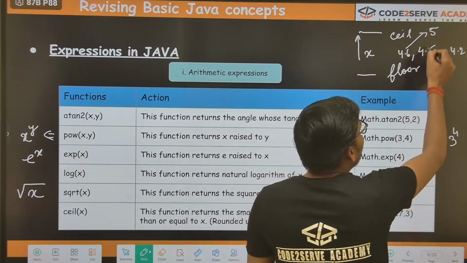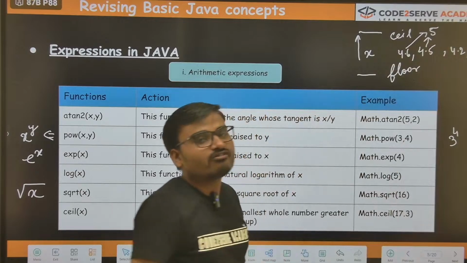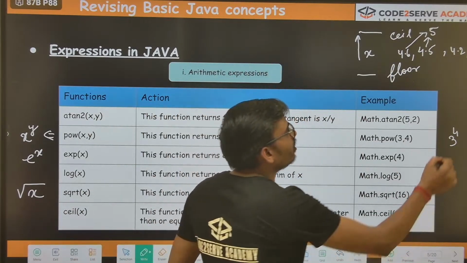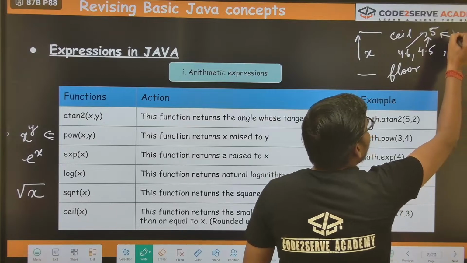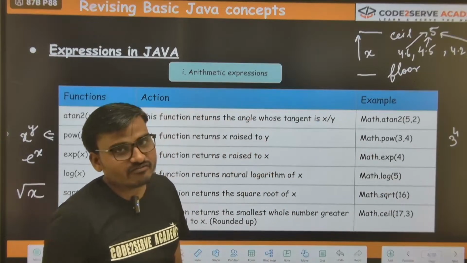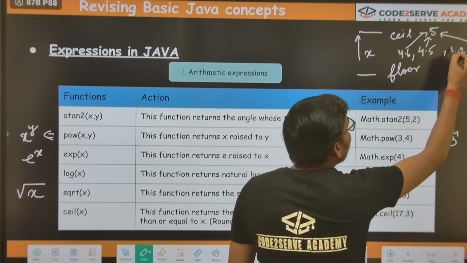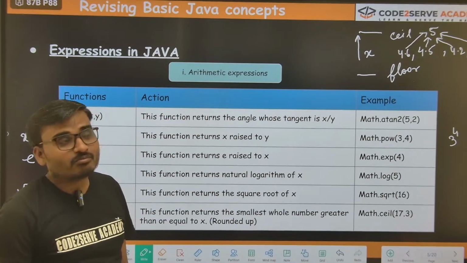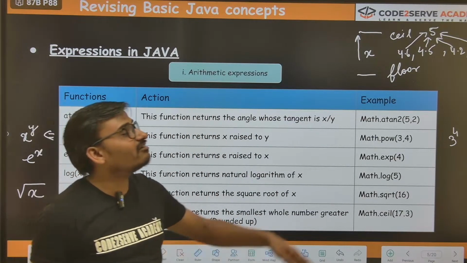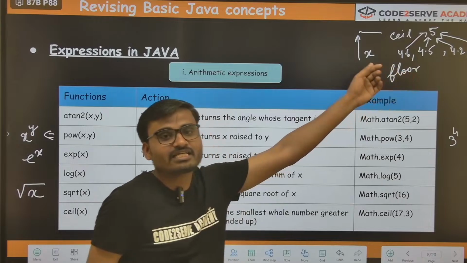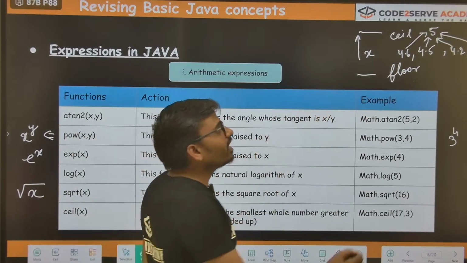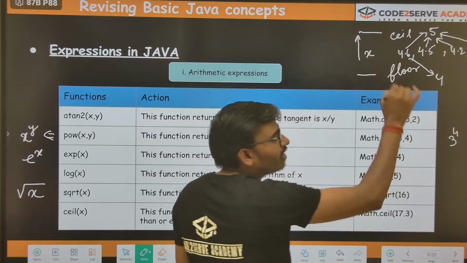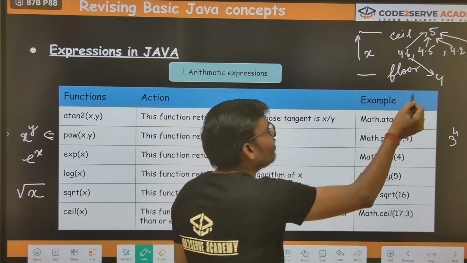Similarly, 4.5 will also result to 5. That means you have to go up. Even the value, if it is 4.1, still the answer will be 5. And for 4.2, still the answer will be 5 in case of ceil. But if I tell you to find the value of 4.6 in case of floor, so you will get the result as 4. So even for 4.6 you will get 4, even for 4.5 you will get 4.